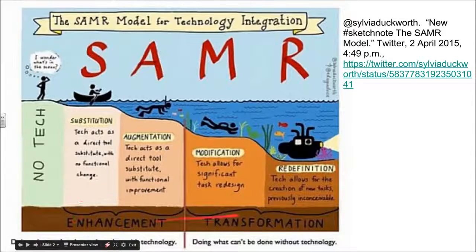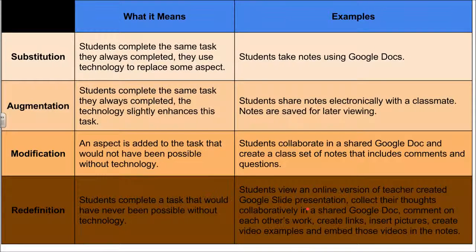Enhancement is a pretty easy step. Transformation is much harder. So I put together some examples here of each of the steps, and I also stuck with the sliding scale that the previous SAMR model used of going from the light brown to the dark brown.